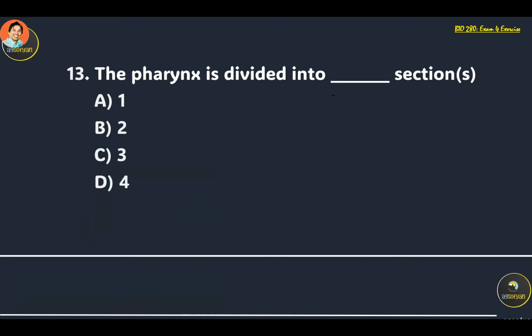The pharynx is divided into how many sections? A, B, C, or D. I already explained to you, the area behind the mouth and the nose combined together is called the pharynx, or the throat. If you see from the pharynx, it will go to the larynx or the esophagus. So there are going to be 3 parts of the pharynx.